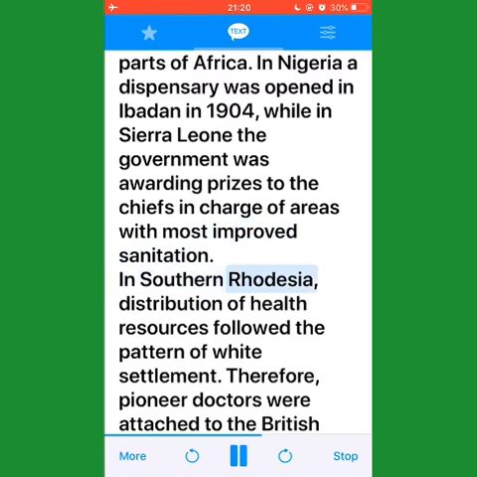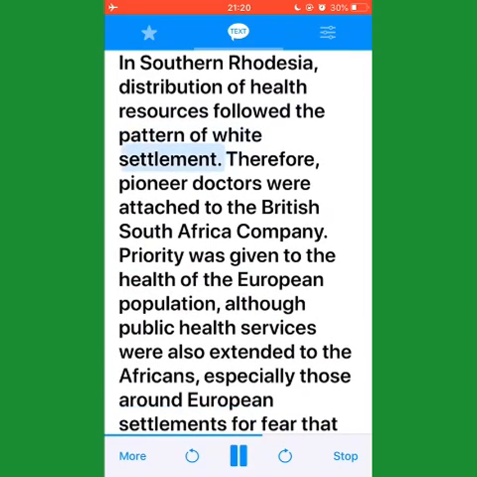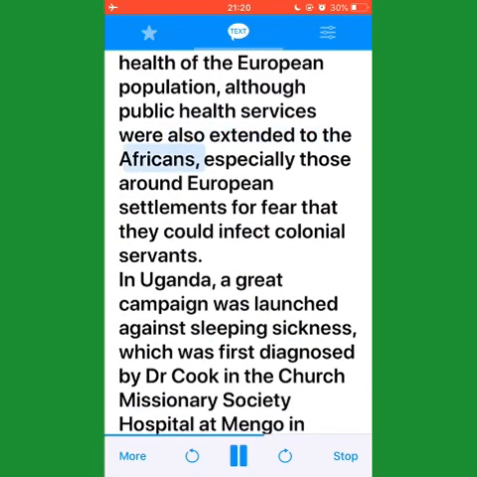In Southern Rhodesia, distribution of health resources followed a pattern of white settlement. Therefore, pioneer doctors were attached to the British South Africa Company. Priority was given to the health of the European population, although public health services were also extended to the Africans, especially those around European settlements for fear that they could infect colonial servants.